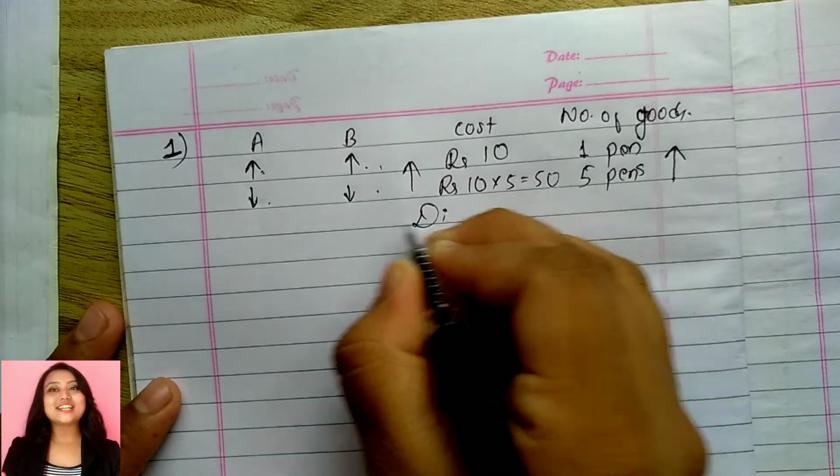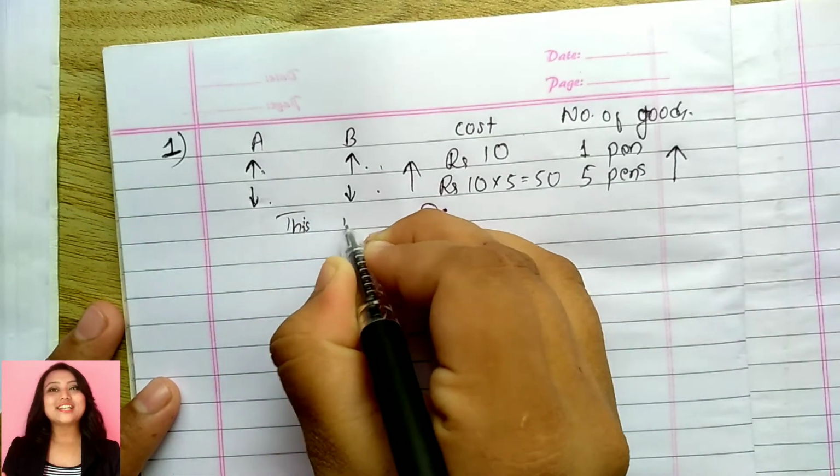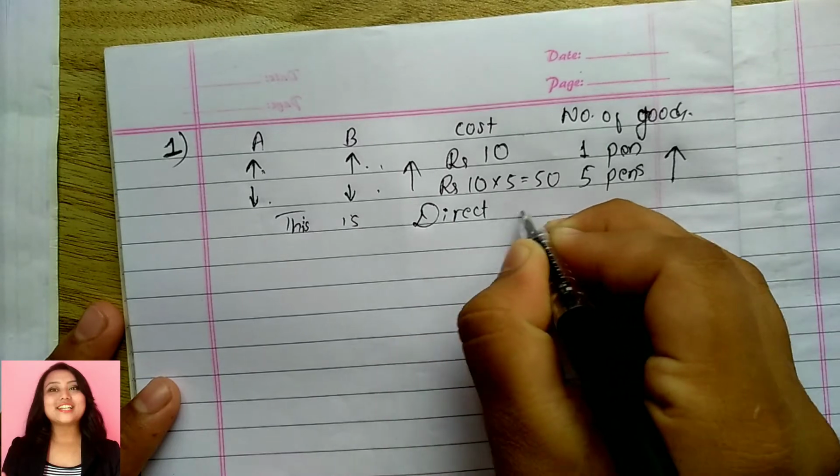Here we have to write: this is direct variation.